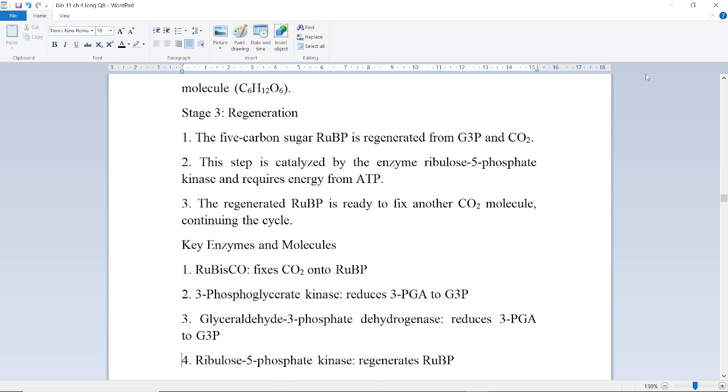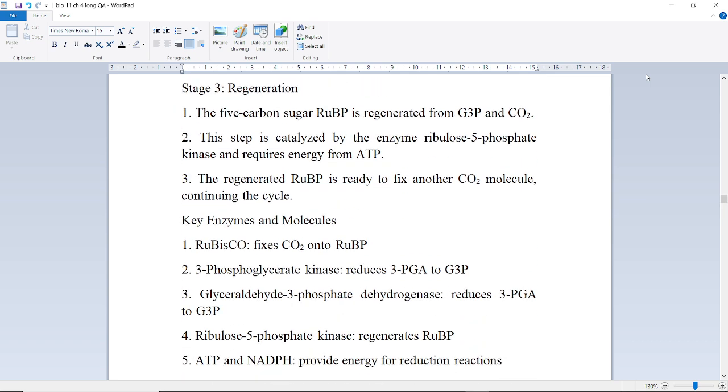Next step is regeneration. The 5-carbon sugar RuBP is regenerated from G3P and carbon dioxide. This step is catalyzed by the enzyme ribulose 5-phosphate kinase and requires energy from ATP. The regenerated RuBP is ready to fix another CO2 molecule, continuing the cycle.